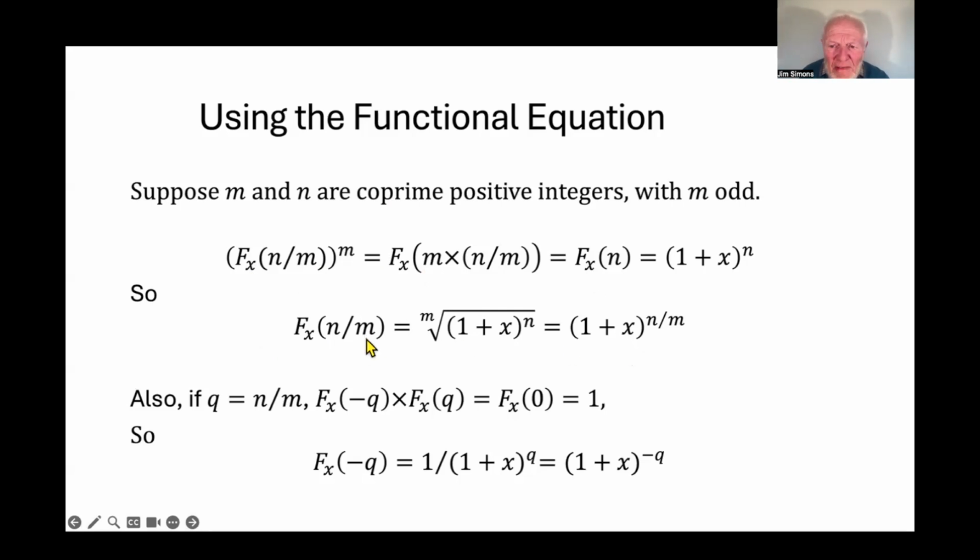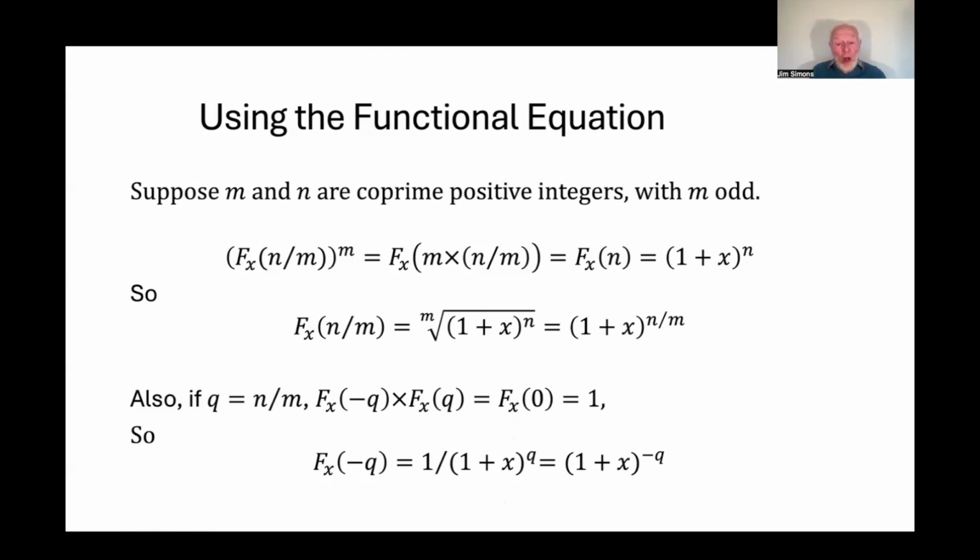Hurrah. Now you see why we have to have m odd, because if it were even, we couldn't really quite deduce this. It would be sort of plus or minus the root, and that's jolly awkward. But at any rate, now we've actually proved the binomial theorem, where the exponent is a rational number whose denominator is odd. Well, actually, we only proved it for a positive rational number, haven't we? But we can do the negative ones easily, because if q is this positive rational number, then fx of minus q times fx of q is fx of 0, which we know is 1. And so fx of minus q is 1 over fx of q, which is therefore 1 plus x to the minus q. So now we've proved the binomial theorem whenever the exponent is a positive or negative rational number whose denominator is odd.